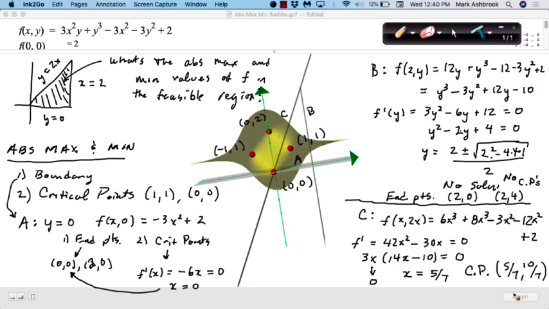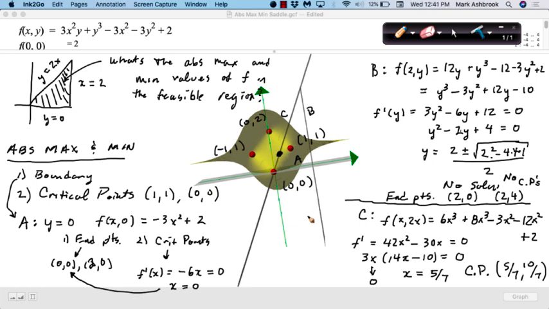Okay, so if you did B correctly, you should have found no critical points in between the endpoints because your quadratic doesn't have a solution. But you still have the endpoints 2, 0, and 2, 4, the corners there. And then for C, I came up with a critical point at 5/7, 10/7. So somewhere right around there.